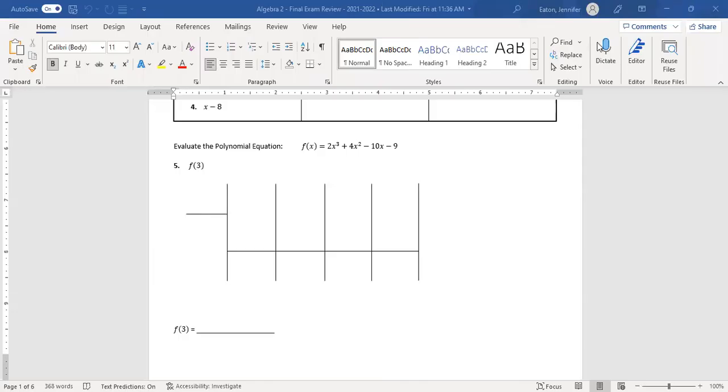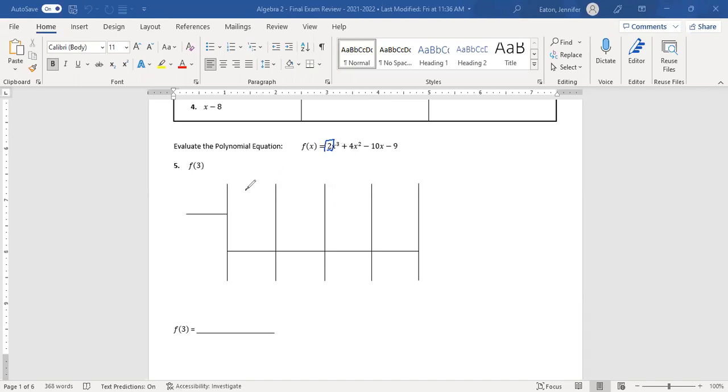Okay, let's go ahead and do our synthetic division for this polynomial equation. We're being asked to evaluate the polynomial for f of 3, and we're going to use synthetic division to do so. So how do we set it up? Well, we look at the coefficients of our variables here.